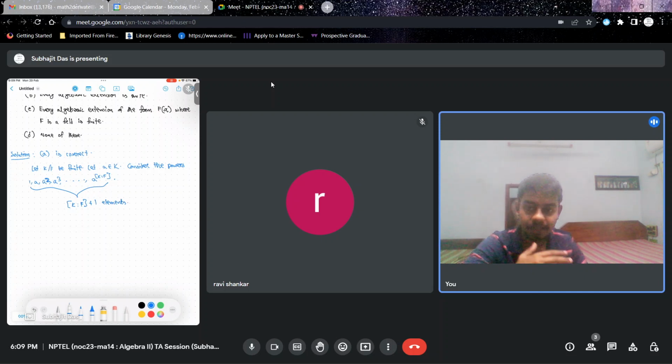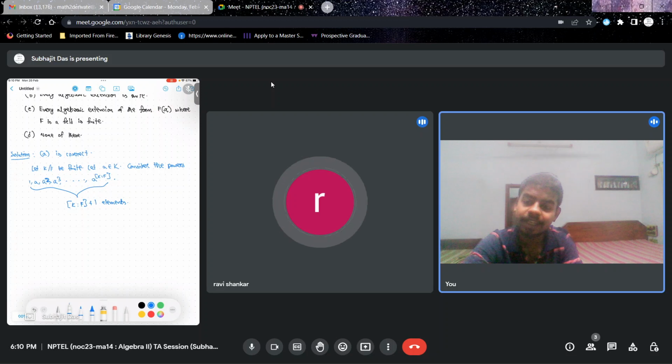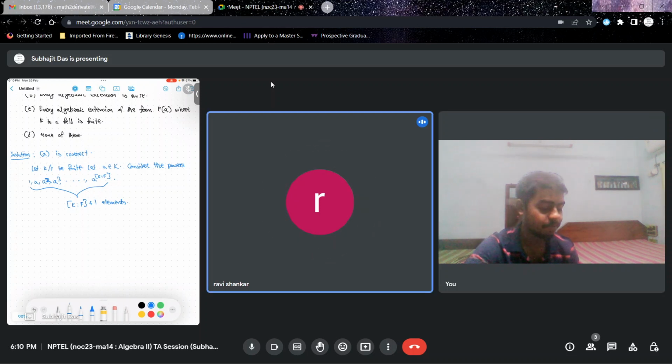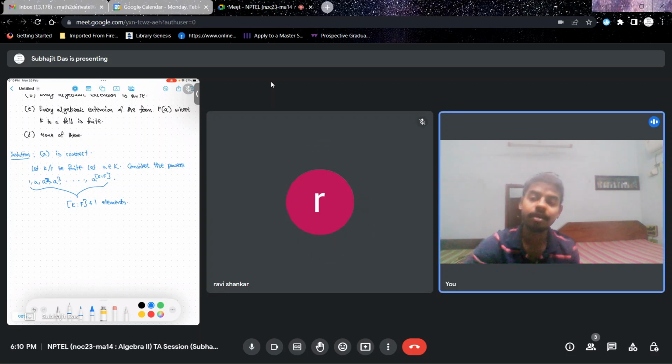And what is the dimension of K as a vector space over F? It's precisely [K:F], right? And we have taken [K:F] plus 1 elements in K, which means that they cannot be linearly independent. In other words, they have to be linearly dependent over F. Since the dimension is [K:F] and we have taken more than that, all these elements 1 up to a to the power [K:F] have to be linearly dependent over F.